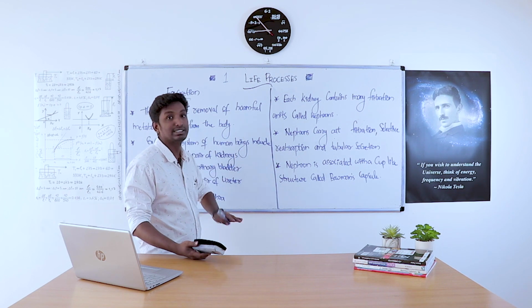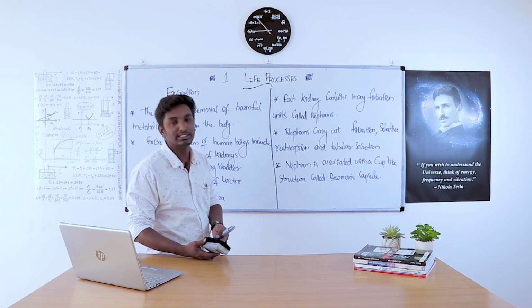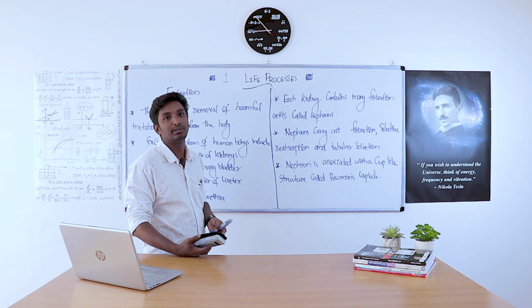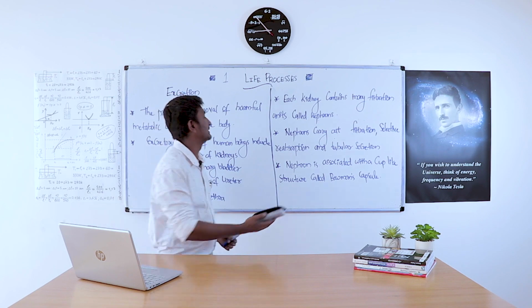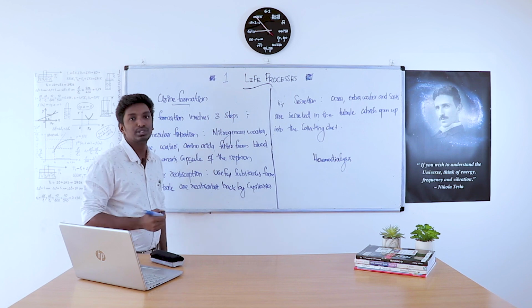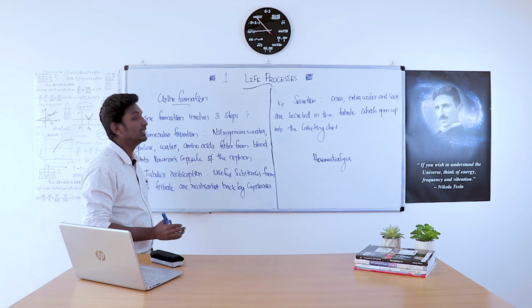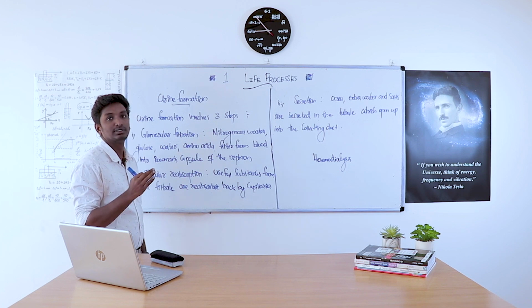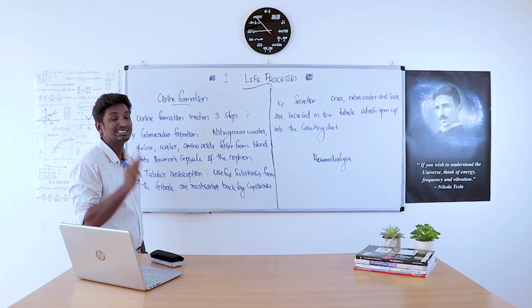Now we need to study urine formation, which is the last topic in this chapter. Urine formation in the kidneys involves three steps.